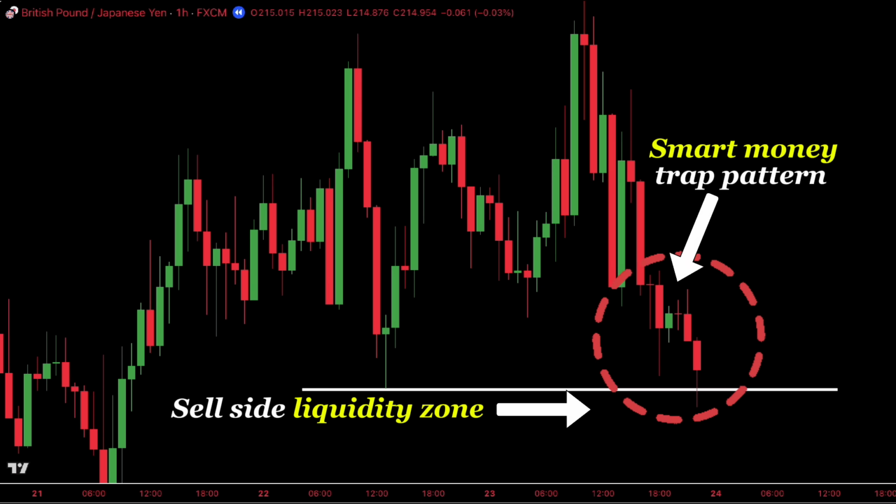First, we have the mother candle, followed by 3 smaller baby candles, showing consolidation. Then the final candle breaks below the support level, sweeping the sell-side liquidity and quickly closes back above it. This is a clear liquidity sweep created by a smart money trap, giving us a strong buy signal.